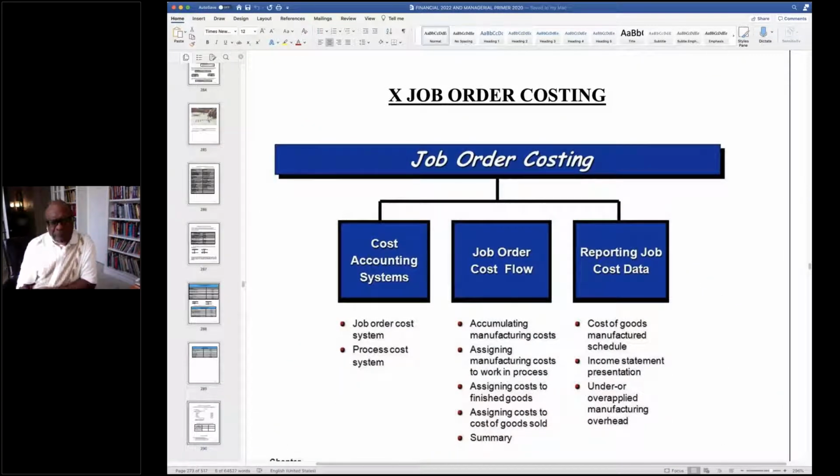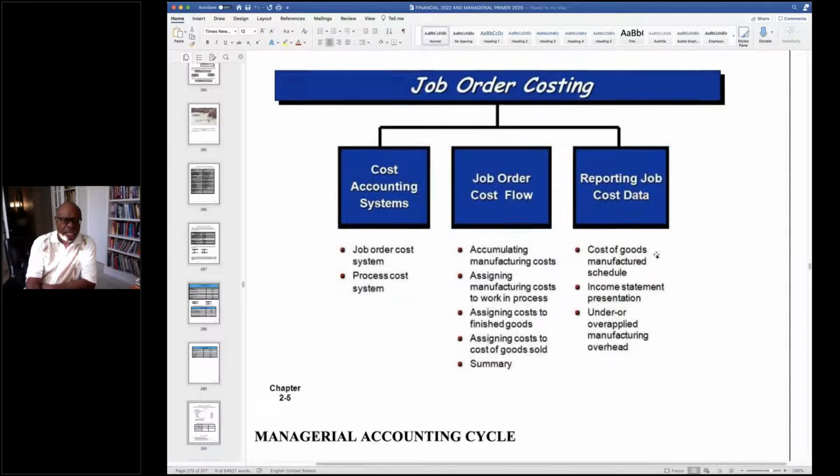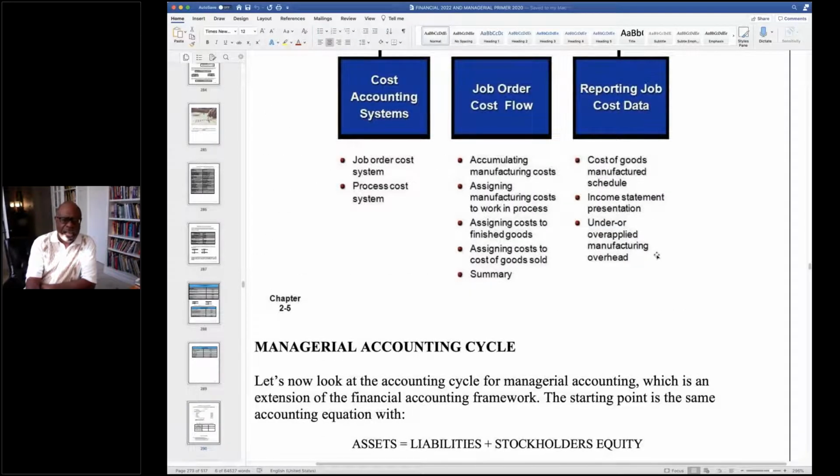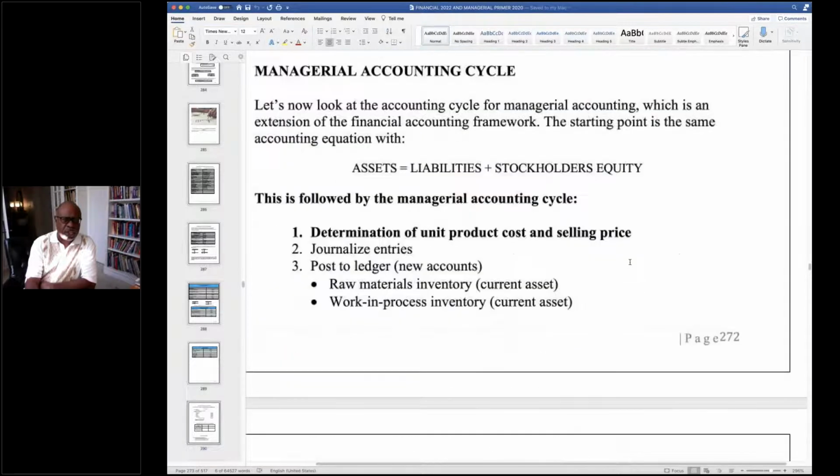We then begin with a look at job order costing, and we will move to other costing systems later. But the one that we're working with now is job order costing. And we said that one of the key things that we have to do is determine how much it costs to produce a product. What is the cost of one item? And we said there's a managerial accounting cycle, which we will get into today. It's based on that same equation, assets equal liabilities plus stockholders' equity. But we said the first thing that you have to do is to be able to determine unit product cost and selling price and the predetermined overhead rate.